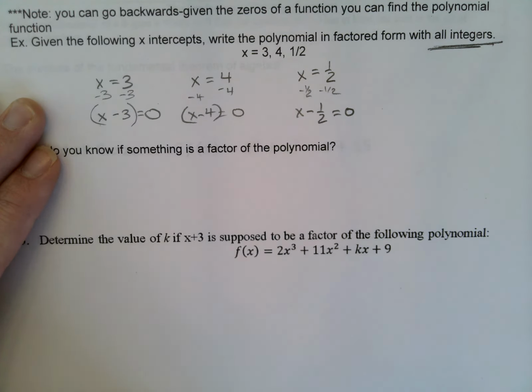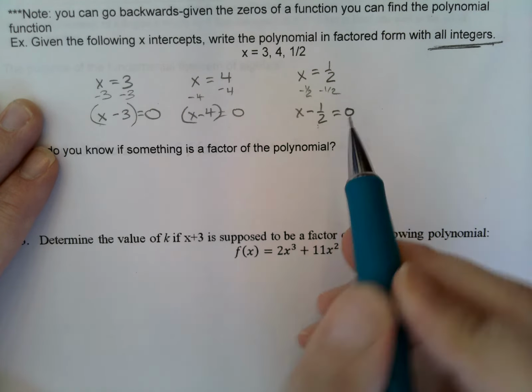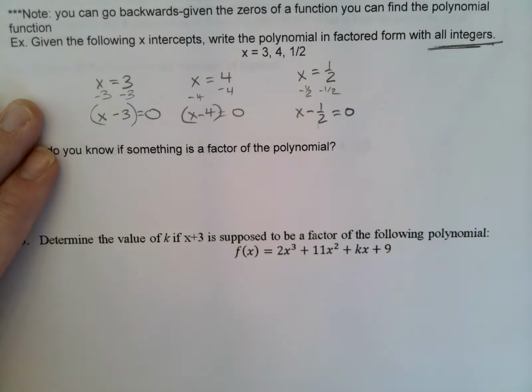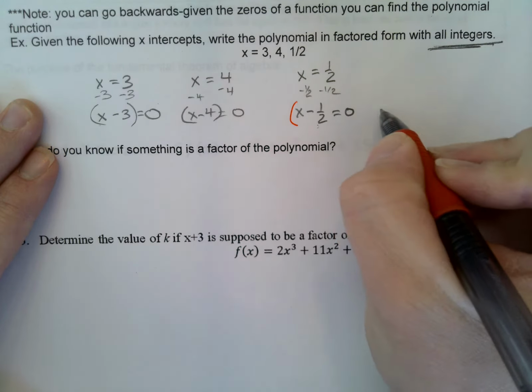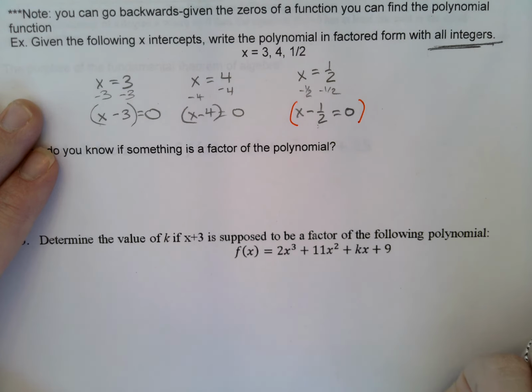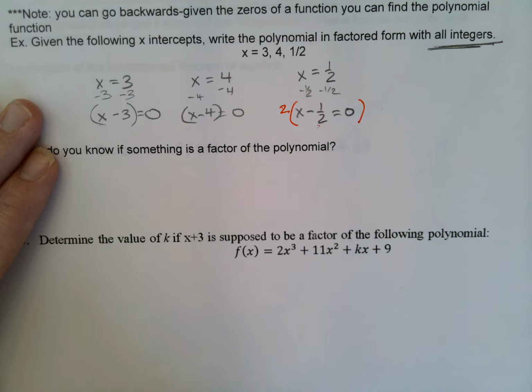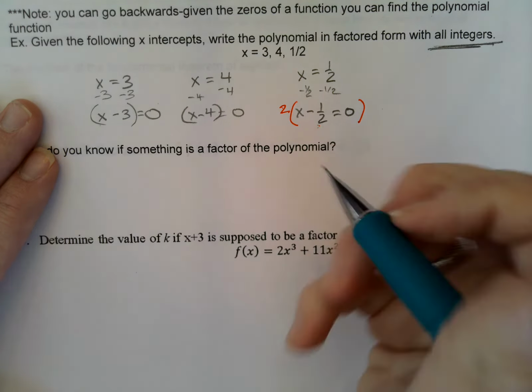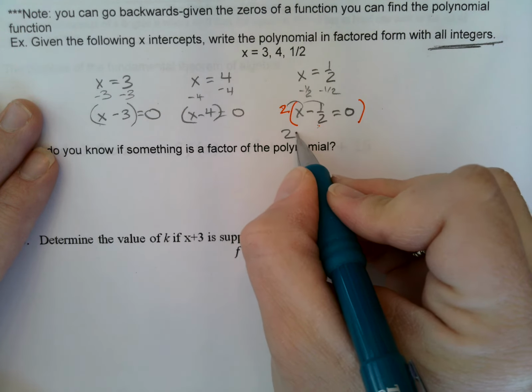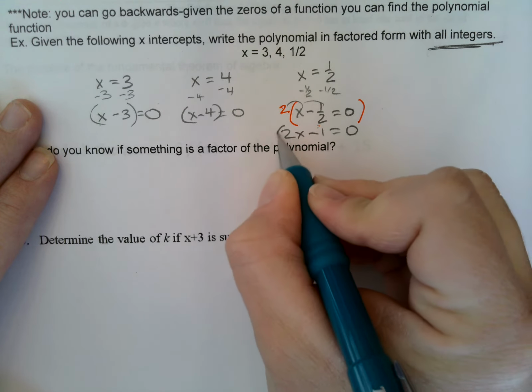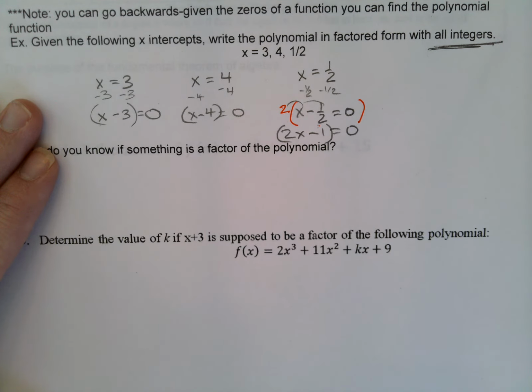All integers. So therefore, this fraction can't exist. So what we did last semester, and it just depends upon who you had as a teacher, how it was shown to you. I know how to get rid of fractions. I get rid of fractions by multiplying by the denominator. So I multiply by the denominator. I now have distributed 2x minus 1 equals 0. So now I've got the factor.